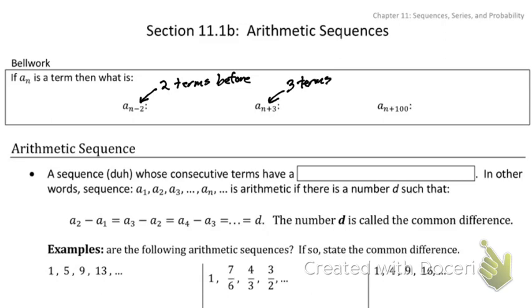So if I had a whole list of things and I was looking at a specific term, I would just go 1, 2, 3 terms, and that's the one I'm looking at. So then n plus 100 must just mean 100 terms after. I should probably write after on this one.